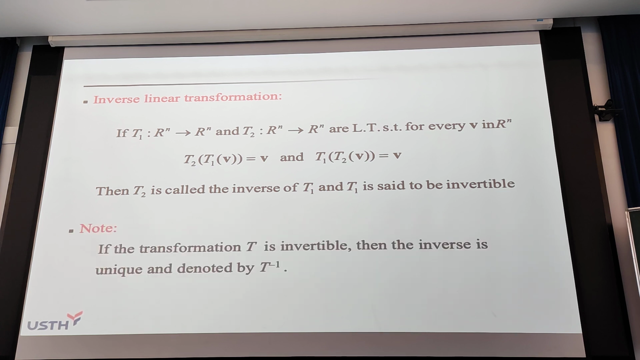Then, in case the transformation T is invertible like that, then the inverse will be unique, and it is always denoted by T to the power minus 1, and we call it the inverse of T.